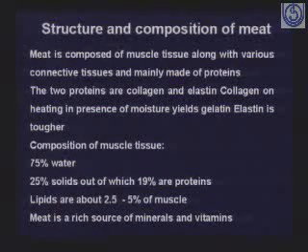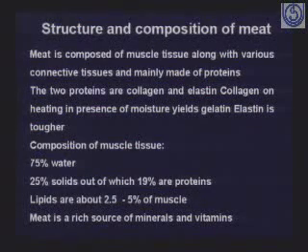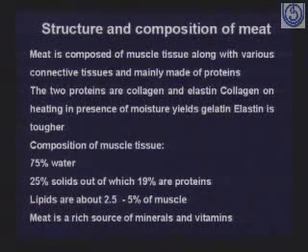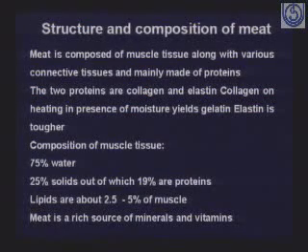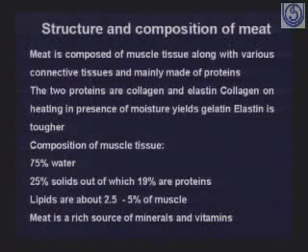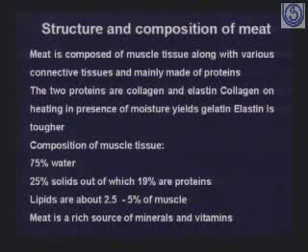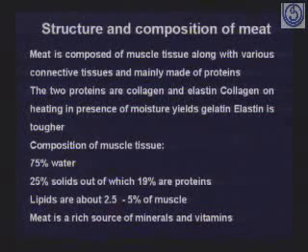What is the structure and composition of meat? Meat is composed of muscle tissue along with various connective tissue, mainly made up of proteins. The 2 proteins are collagen and elastin. Collagen on heating in presence of moisture is gelatin. Elastin is tougher. Composition of muscle tissue is 75% water, 25% solids, out of which 19% are proteins. Lipids are 2.5 to 5% of muscle. Meat is a rich source of minerals and vitamins too.